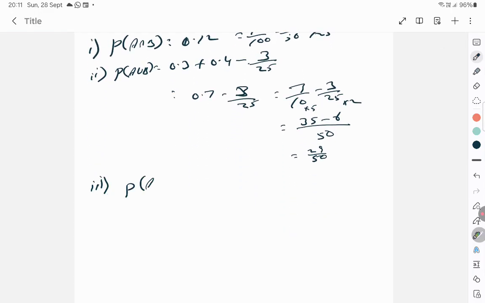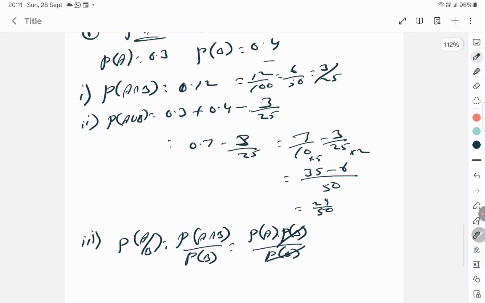Next question is P of A by B, which is P of A intersection B by P of B, given that A and B are independent events. A and B are independent events. So then you can write this as P of A into P of B by P of B, which will get cancelled. Therefore the answer is P of A. And what is the answer for P of A? It is just 0.3. Am I doing it correctly? P of A by B, one second.